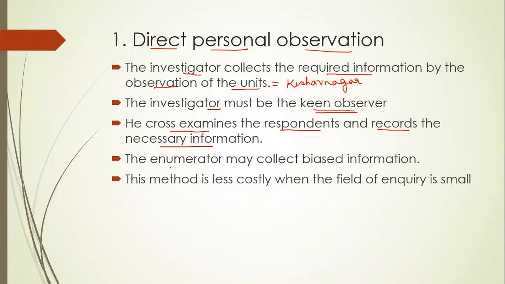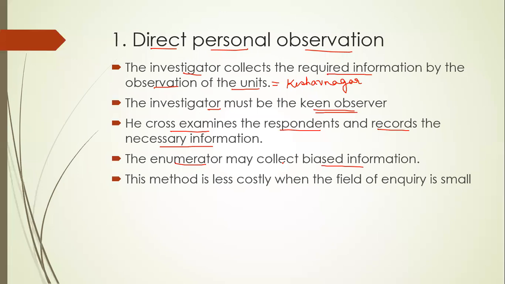An enumerator may collect biased information. Now, who is the enumerator? The person who is going to give information for the investigator. So now I will consider Sadia as my enumerator. Shivani is the investigator. Now Sadia will be the enumerator for Shivani. Now when Shivani tells Sadia, go and observe the place and give me some report.